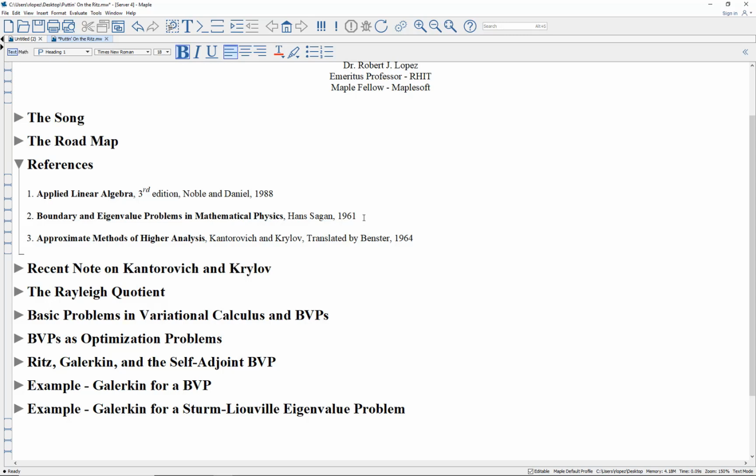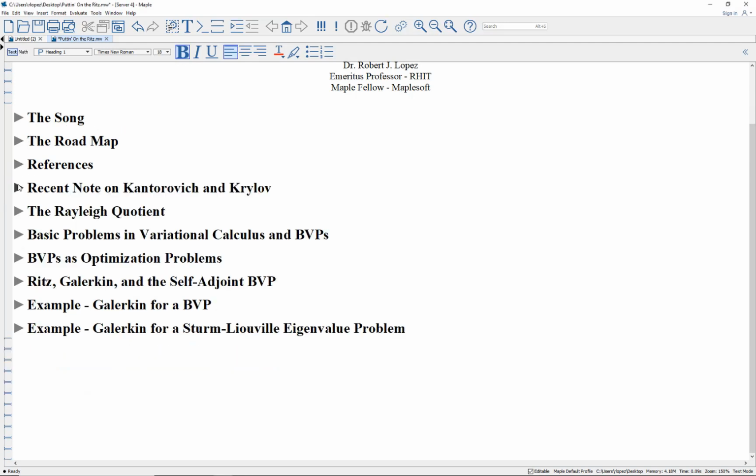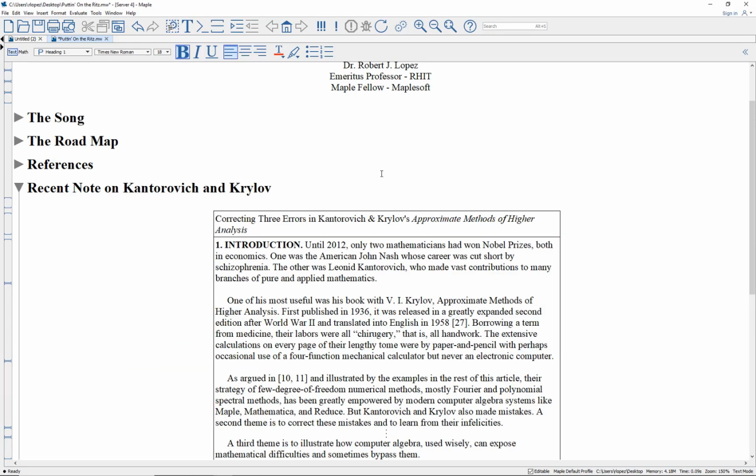The Sagan book, I had used it as an undergraduate in college. Thought it was a good book then, but when I went back to it to look up this material, I discovered I didn't like it. I didn't think it was well written. But it did have the reference to this book, Kantorovich and Krylov. I went to the internet, dug up a copy, bought the translation, and those are the books that I used for this project. Recently I ran across a note on the text by Kantorovich and Krylov.